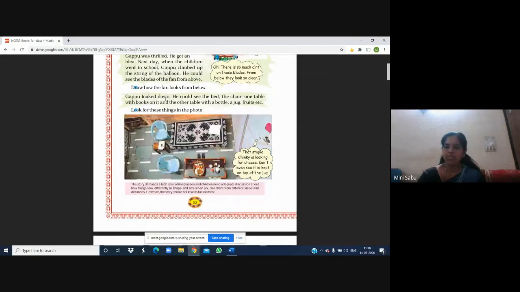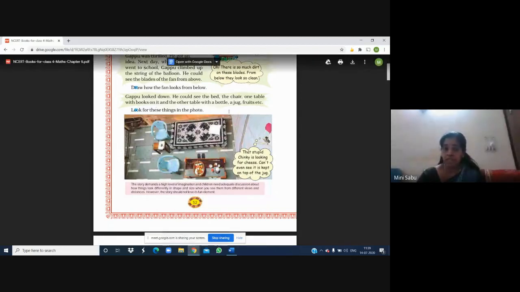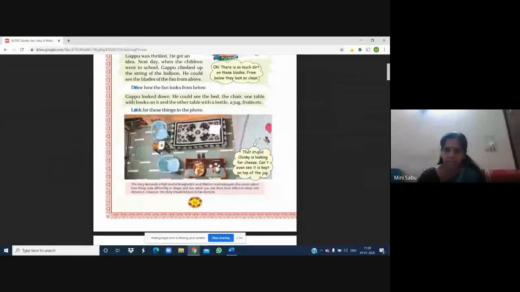Gappu looked down from the top at the room. He could see the bed, the chair, one table with books on it, and the other table with a bottle, a jug, fruits, and so many things. Look at this photo. This is important for us. This photo is taken from the top. Gappu could see the top portion of the bed with the bed sheet with elephants, the sitting portion of the chair, and the table with so many things kept on it. All these are top view.